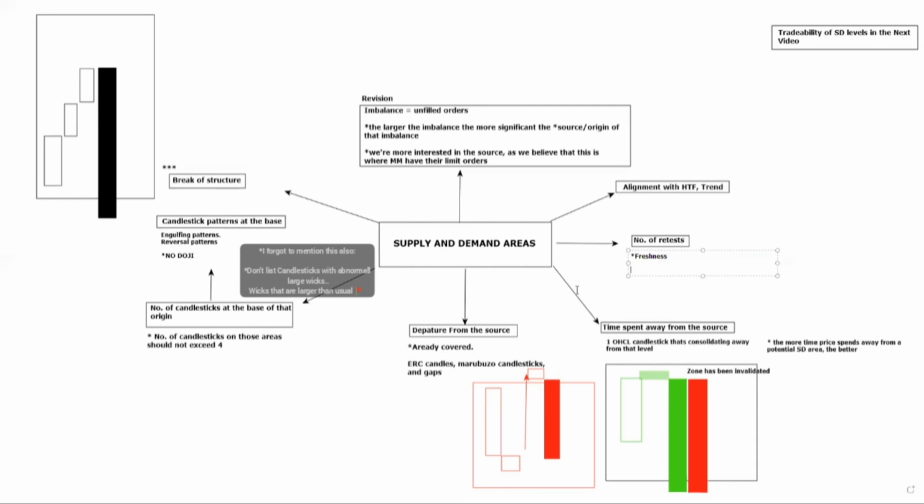Now, when there hasn't been a retest, that's when this thing is at its prime. That's when you can find the highest probability trades. So high probability trades are untested, right? The more you retest this area, the less profitable it is.